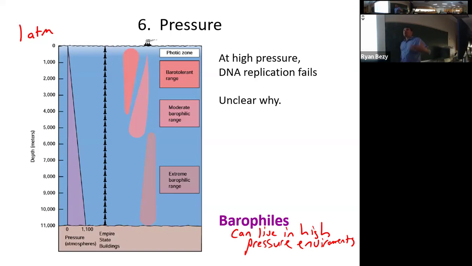Barophilic organisms have some way to get around this. And again, we don't know why it fails under high pressure. We don't know how barophilic organisms solve that problem. It's unclear why that is, but they have to have some type of way to get around that issue. Questions about that?